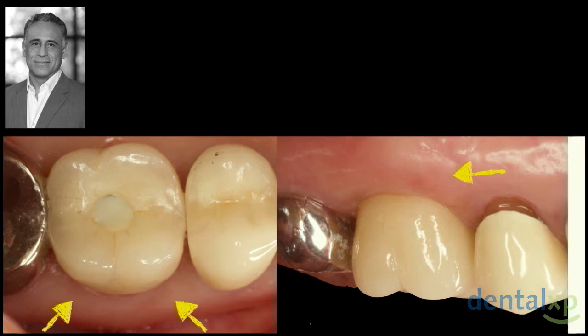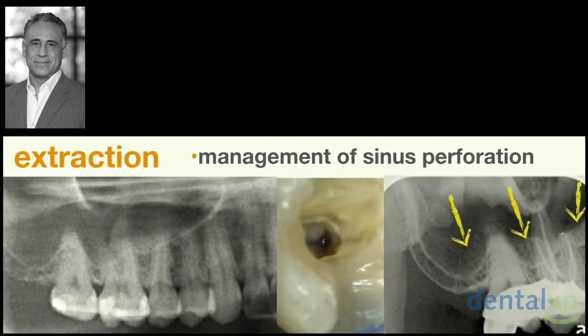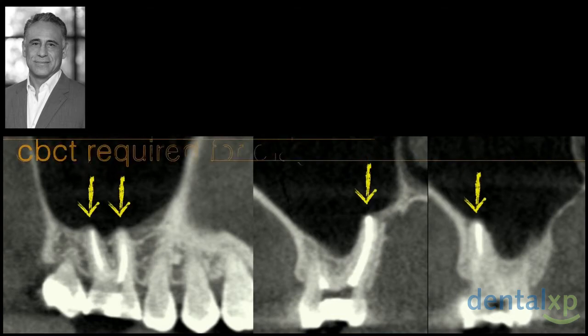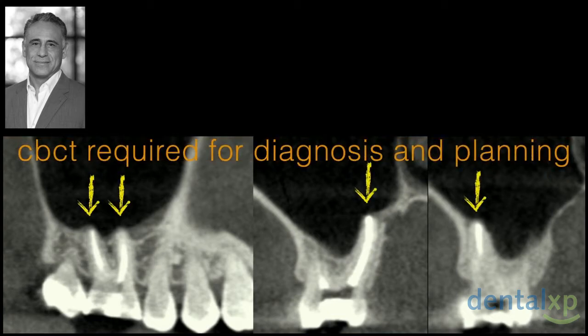How about extraction and management of perforation, sinus perforation? Do we get it? Absolutely. Can we predict it? Absolutely. Here's a patient that had the extraction of tooth number 3 planned because of a vertical fracture from an endodontic. And right away we can see that there is a silhouette, there is the scalloping of the sinus floor. When I see that on a periapical x-ray, right away I get a CBCT because we have to know exactly where the root tip is and be able to diagnose and plan this extraction in advance.